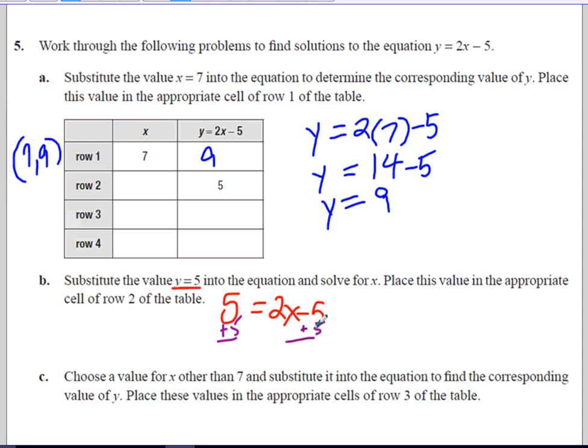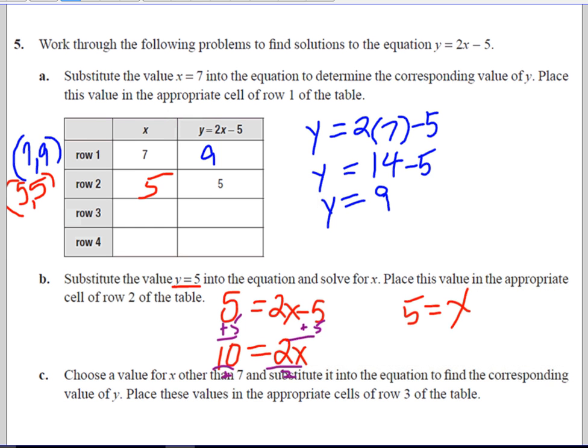And when we do that, we get 10 equals 2x. So then we would divide both sides by 2. And then we will get a final answer of 5 equals x. So if we're given a y value of 5, the only x value that would give us a true statement to be a solution would be x is 5. So (5, 5) is a solution of this problem.